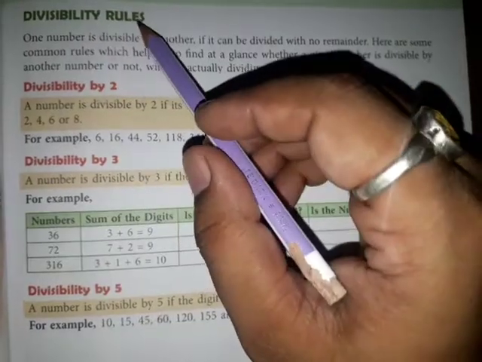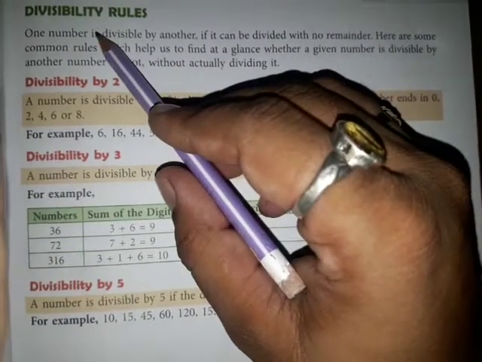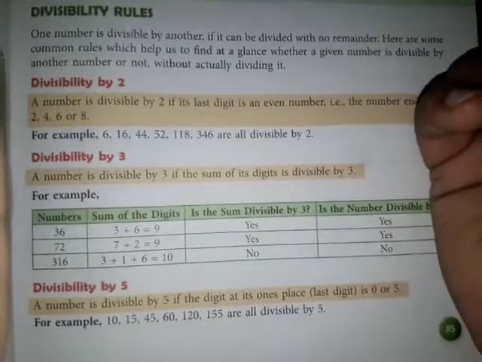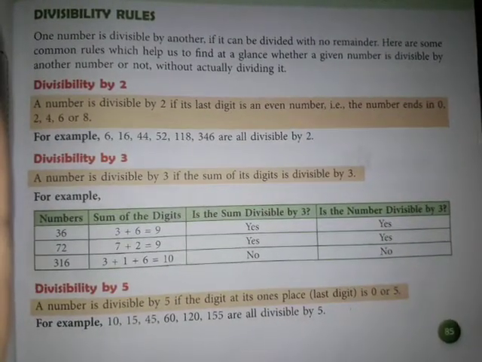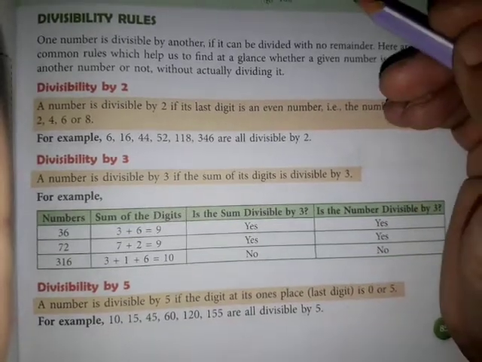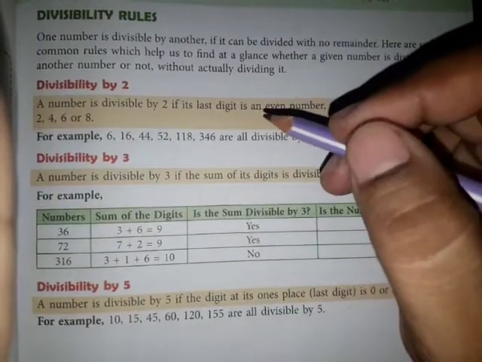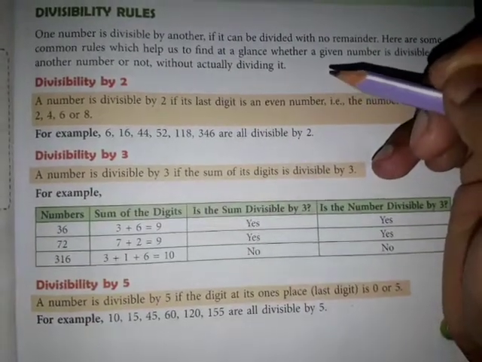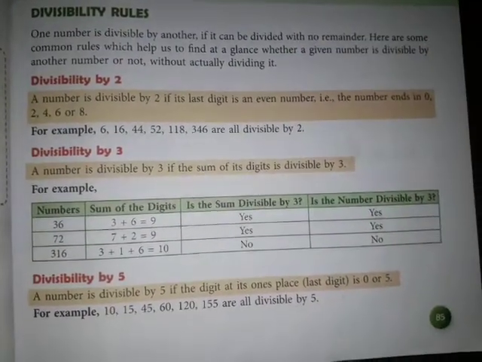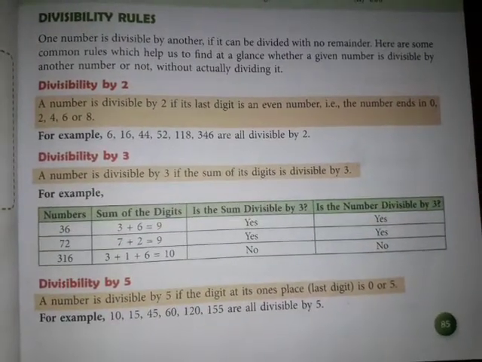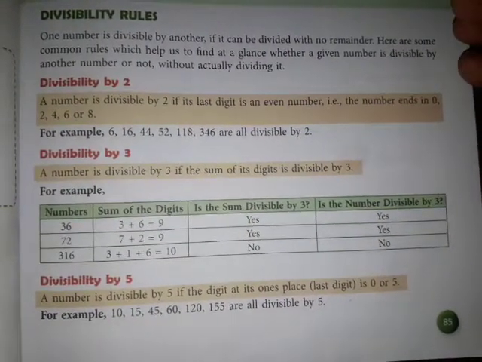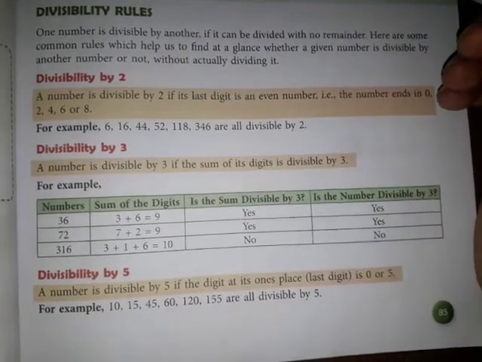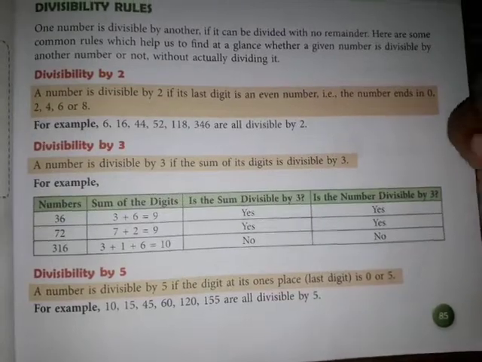So, what are divisibility rules? Divisibility rules are some common rules that help us to find whether a given number is divisible by another number or not at a glance, meaning without actually dividing the given number by the other number, we can clearly find out whether it is exactly divisible or not. There are some numbers which have their divisibility rules, so let's study them.